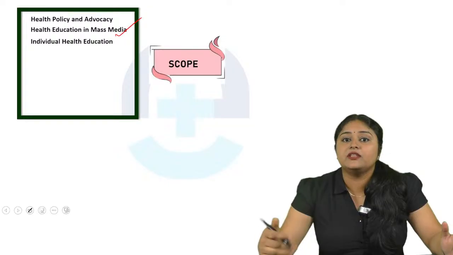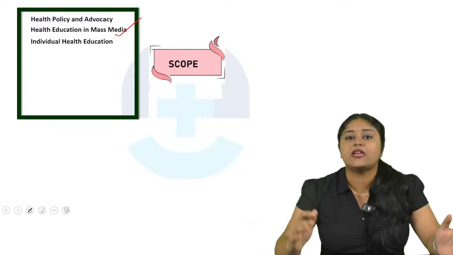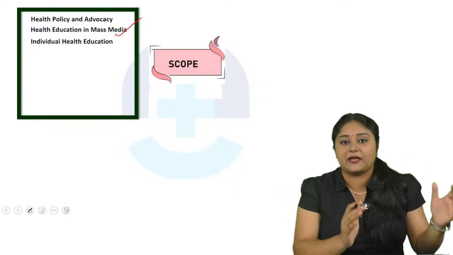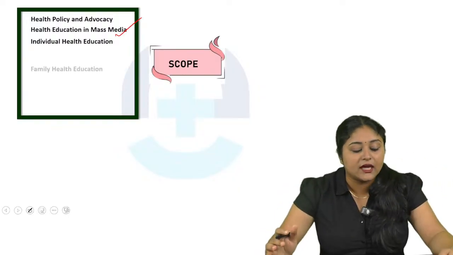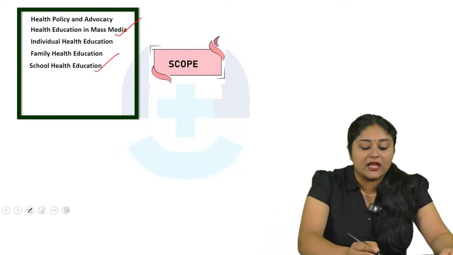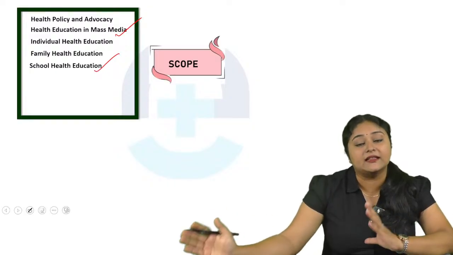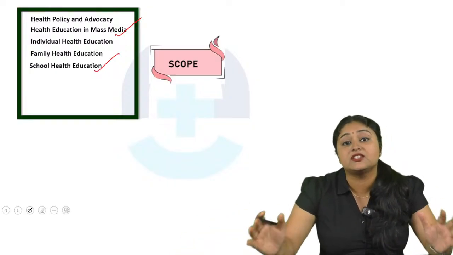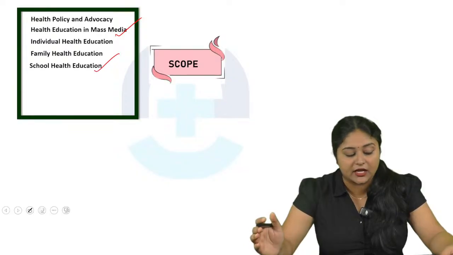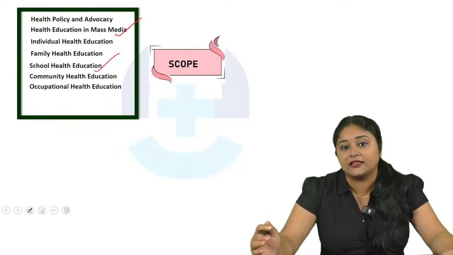So when we are going for the family visit as well as the hospitals, bed to bed, we have to give individual patients health education. Okay, next one is family health education. Next one is school health education, mainly for the teenage group of people, and for the children also there is separate health education. Next one is community health education, then occupational health education.